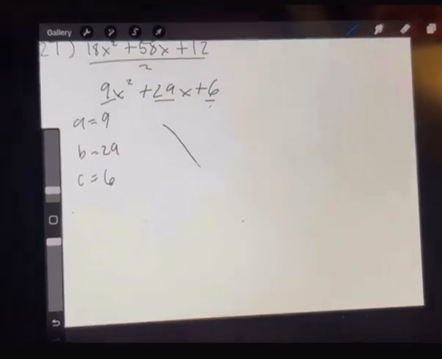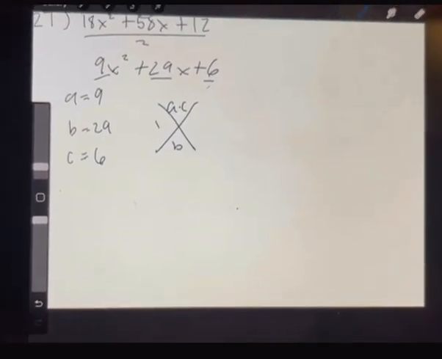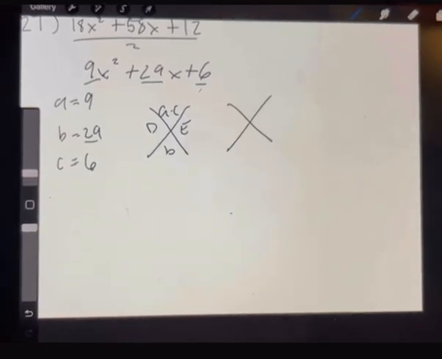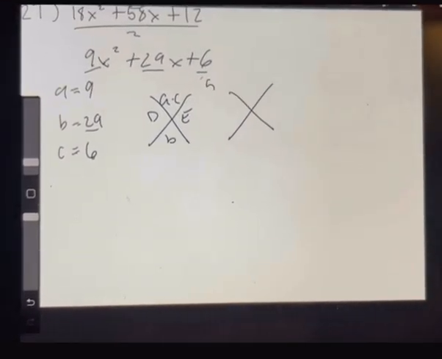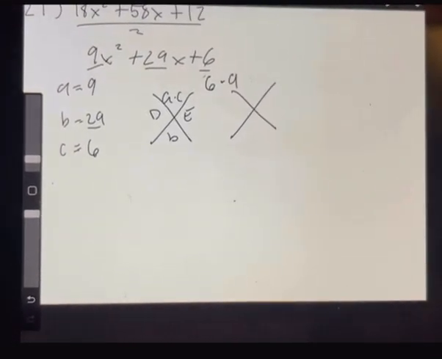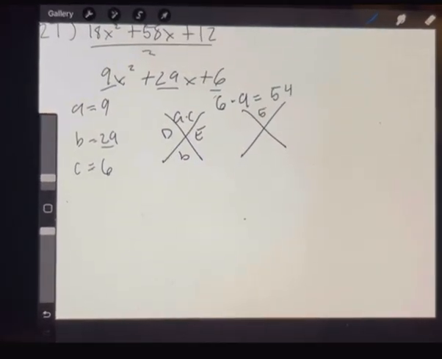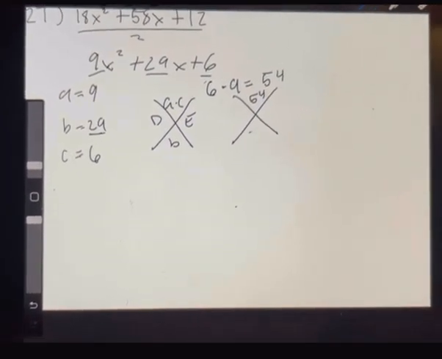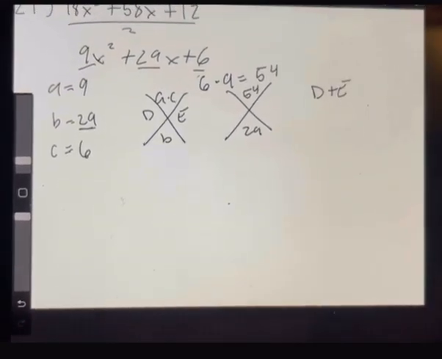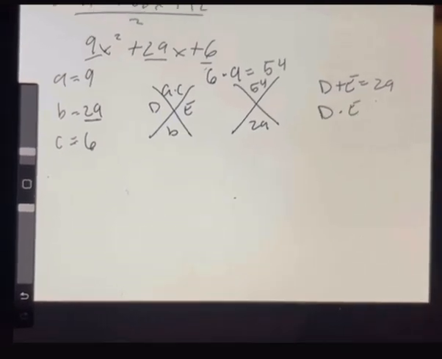Now we can make our big X again, so it is easier to lay out our numbers later on, with our imaginary D and E. And the top, since it's A times C, it will be 9 times 6, or 6 times 9, which would make the top box 54, and the bottom 29. Now we need to figure out what adds together to get 29, and multiplies together to get 54.